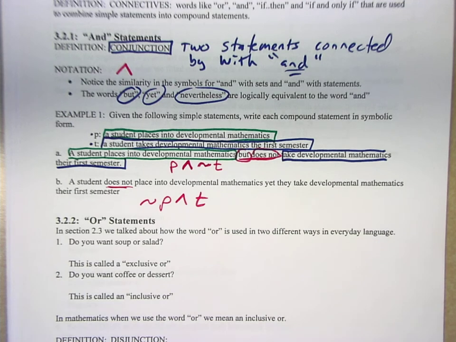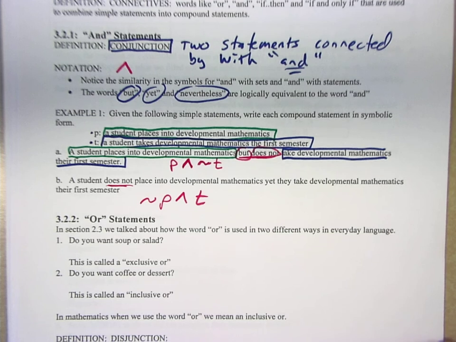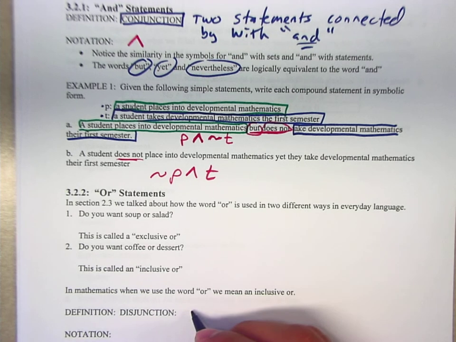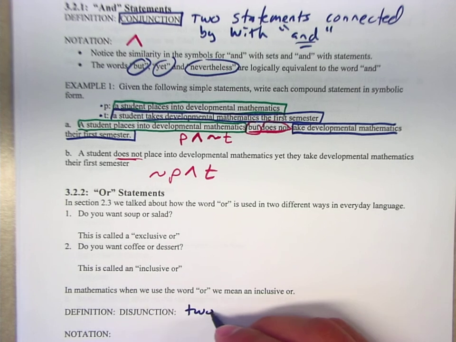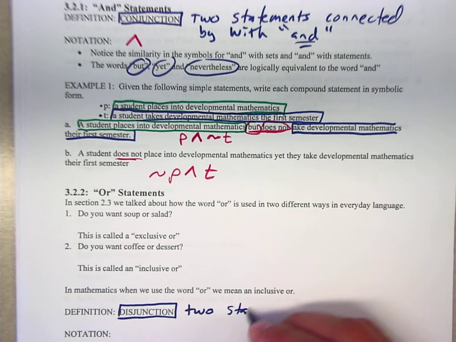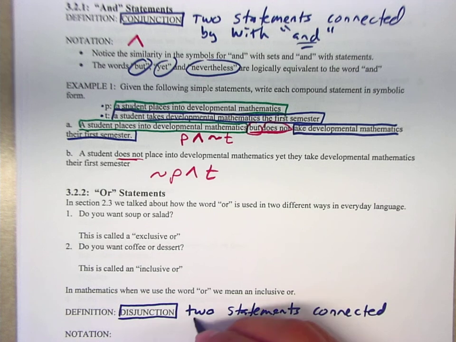For or statements, we have two statements connected by the word or, and this is the fancy word for it, disjunction.